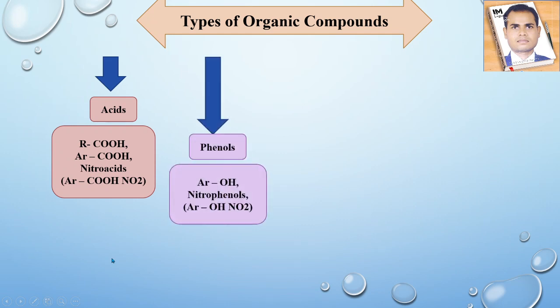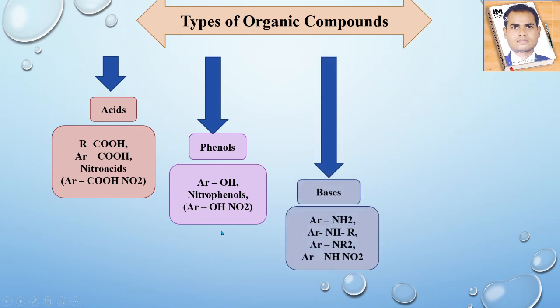And the second type is the phenols. The cyclic group will be there, with an OH group attached to that cyclic group, and nitrophenols also exist. So an NO2 group will be present in that organic compound. So this is the phenol.